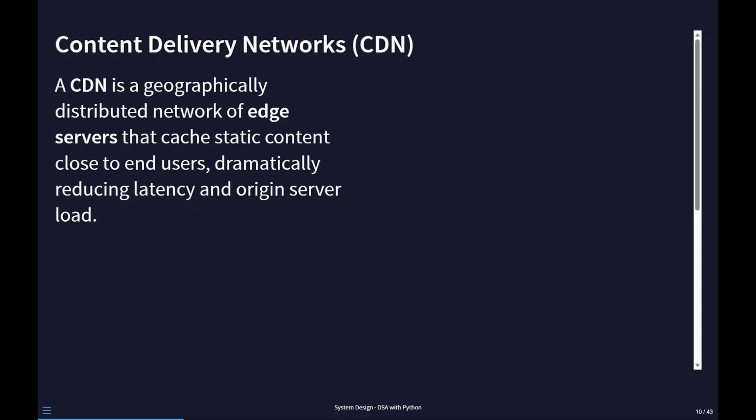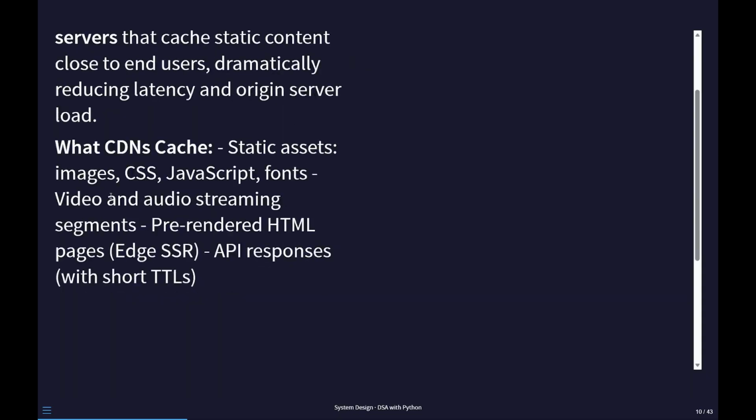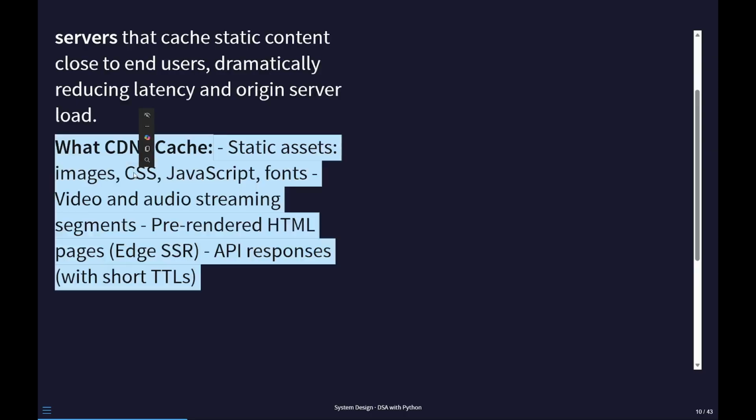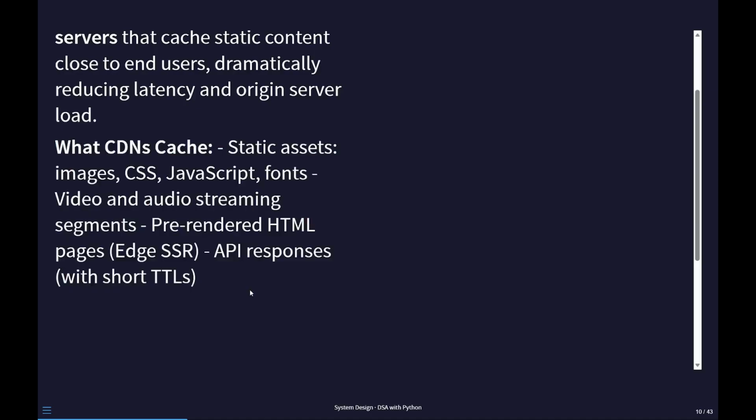Instead of every user in Tokyo fetching an image from your server in Virginia at 150 milliseconds round trip, they fetch it from a CDN edge node in Tokyo at 5 milliseconds. CDNs cache static assets: images, CSS, JavaScript, fonts. They serve video and audio segments for streaming. Modern CDNs even cache pre-rendered HTML and short TTL API responses.